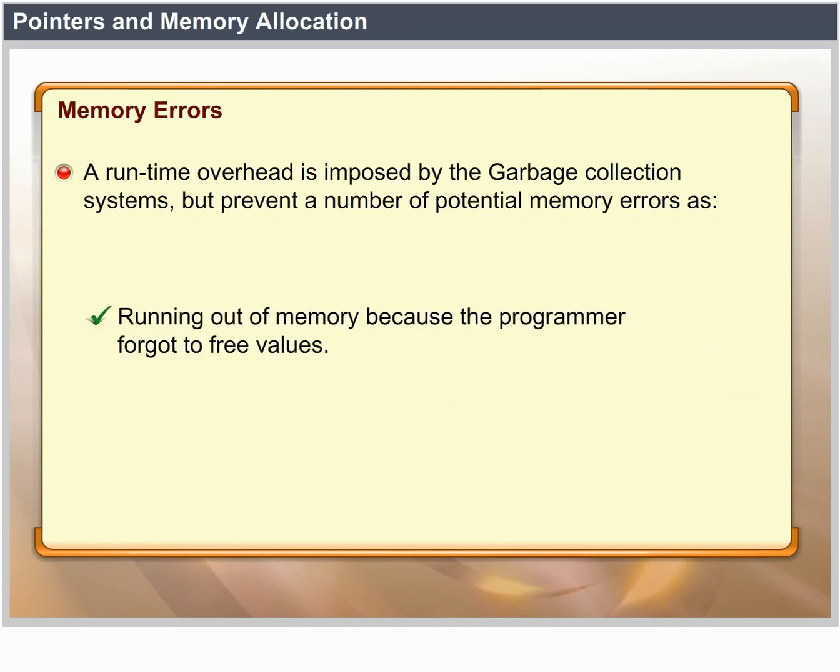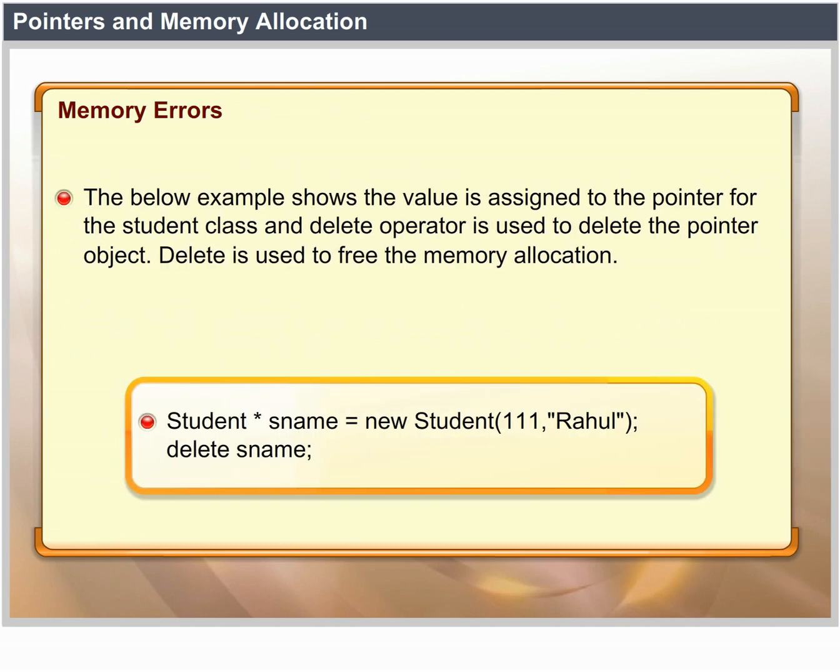but they prevent a number of potential memory errors, such as running out of memory because the programmer forgot to free values, or using a memory value after it has been recovered. The below example shows a value assigned to the pointer for the Student class, and the delete operator is used to delete the pointer object. Delete is used to free the memory allocation.